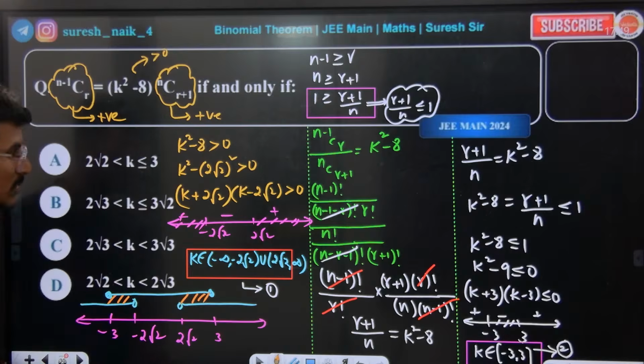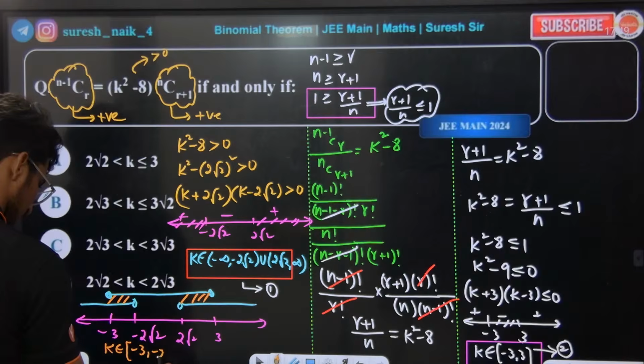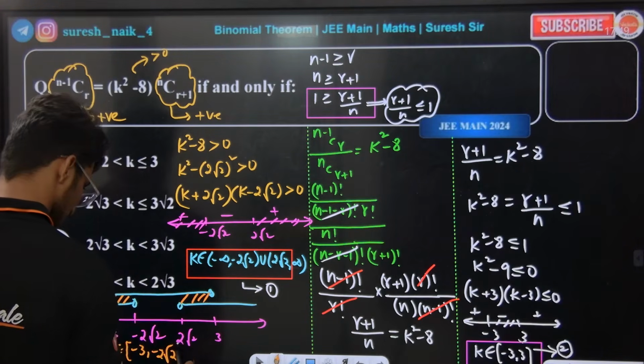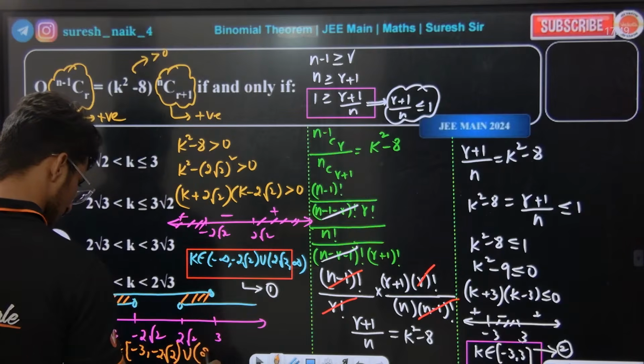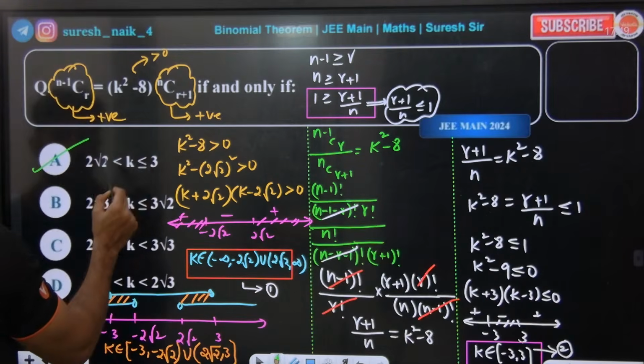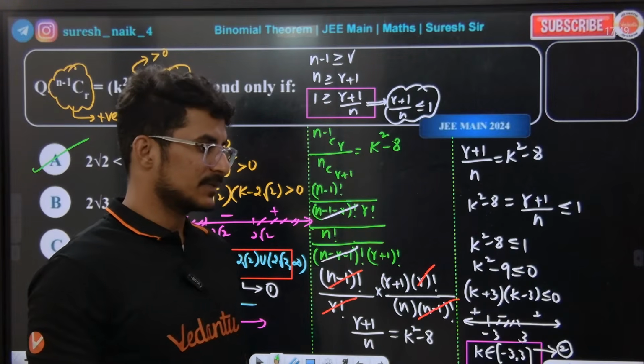Let me write at the bottom side, you can't see this. Okay. So k belongs to, you can see this, minus 3 to minus 2 root 2, correct? Union 2 root 2 to 3. Check. Minus 3 to minus 2 root 2 they have not given. So 2 root 2 to 3 is one of the parts. So option A is the right answer. See, k is lying between 2 root 2 to 3. This is the correct answer.